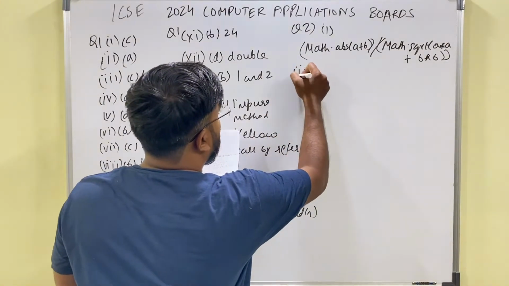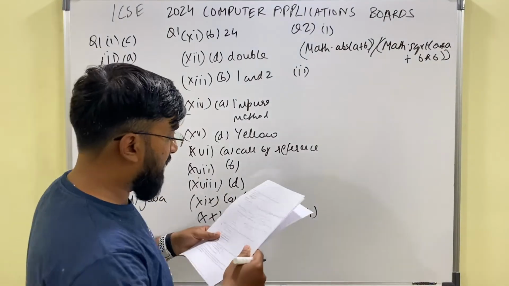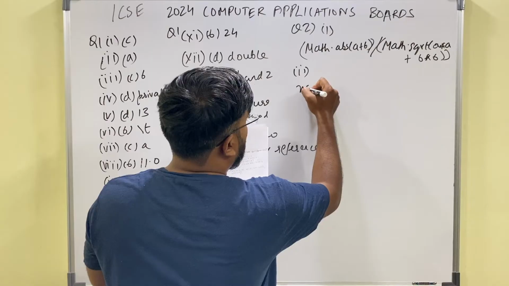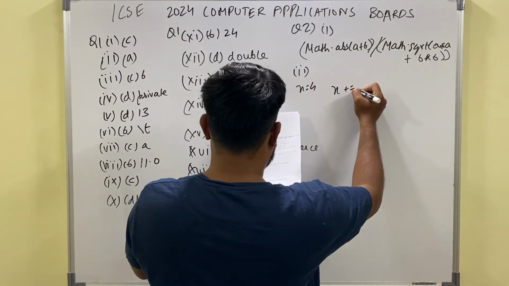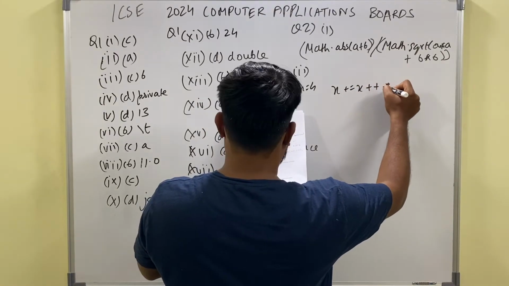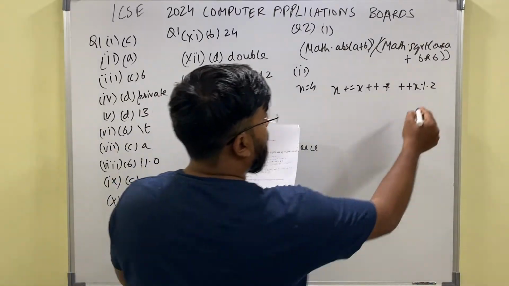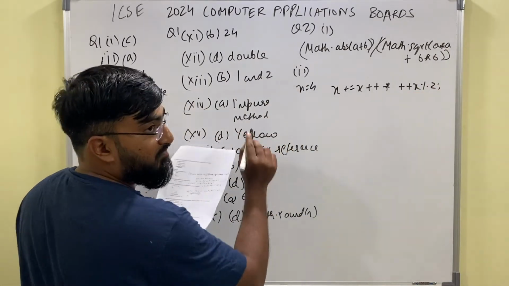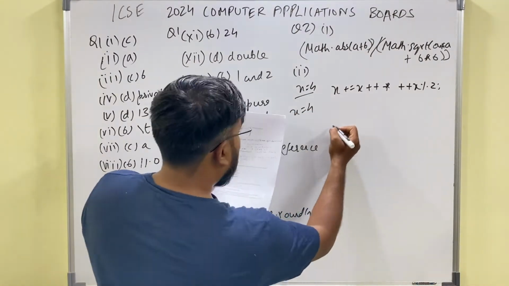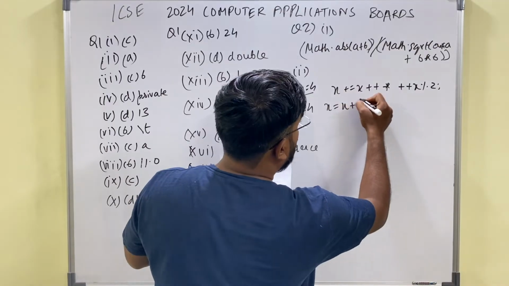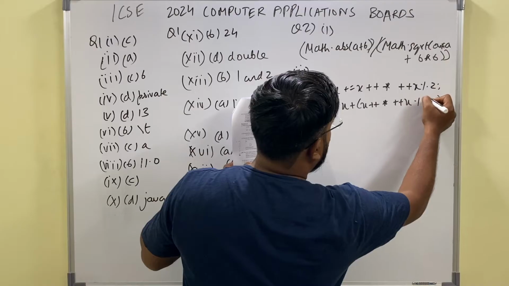Moving on to part 2. Evaluate the expression when x is 4. And this is a very good one, so I'll tell you how to solve this. So x equal to 4, and then we have x plus equal to x plus plus into plus plus x percent 2. Okay, x is 4.